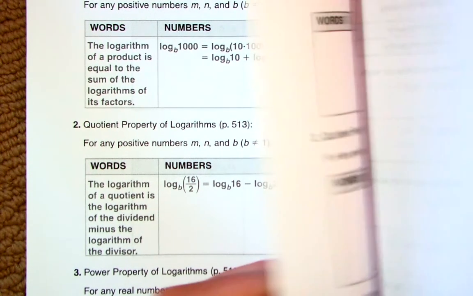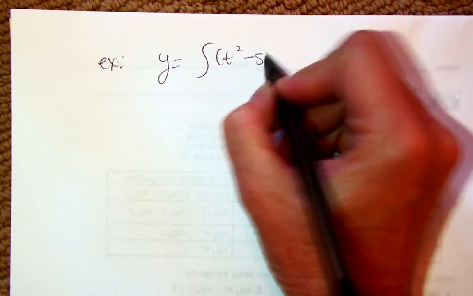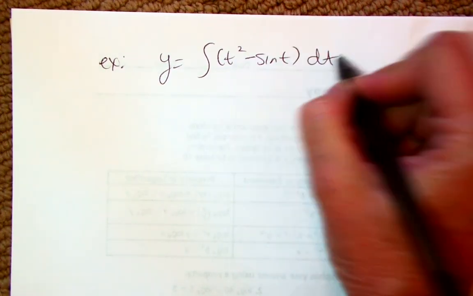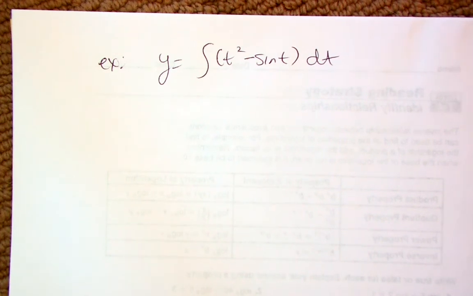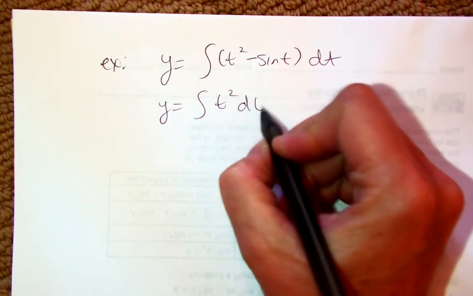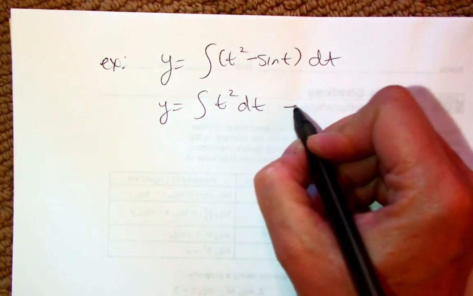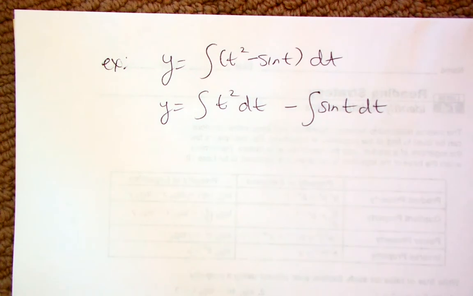I have one more problem I would like to do as soon as I find a blank sheet of paper. This one will have some trig in it. So this is with respect to t. I can go ahead and break this one up also. And each one gets its own dt to show what it's with respect to.